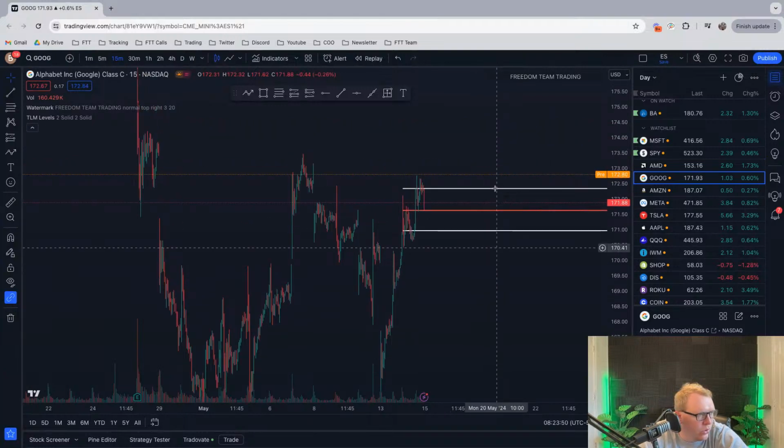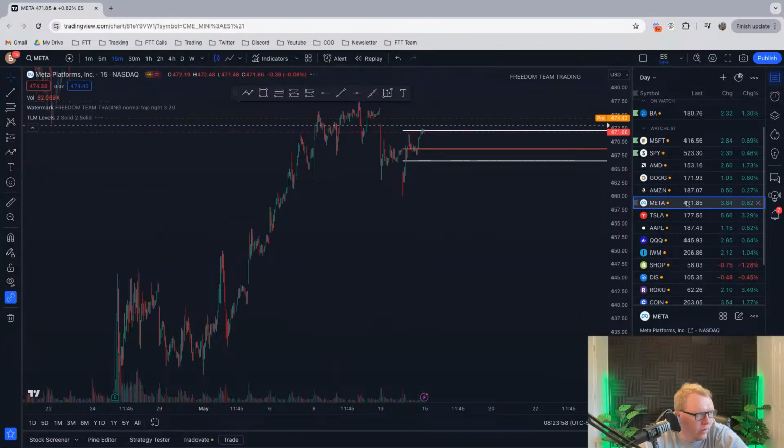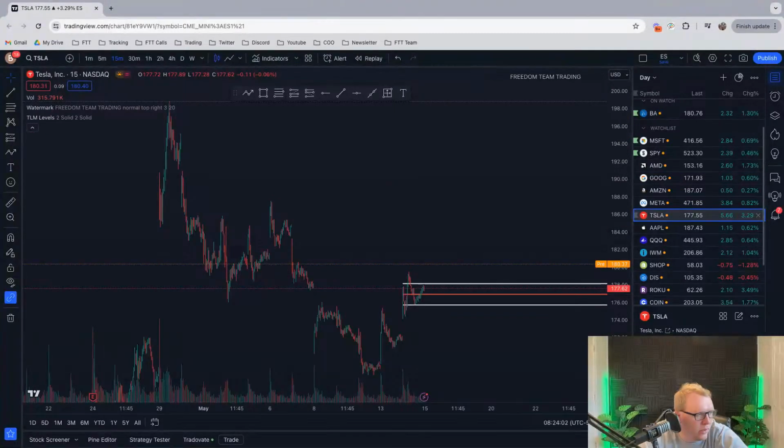Don't really like anything specific here. Amazon, don't love anything. Meta, don't love anything. Again, I'm just looking at the TLM here. Tesla, don't love anything.